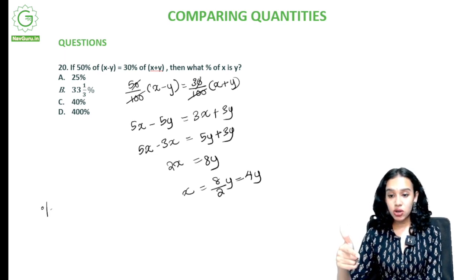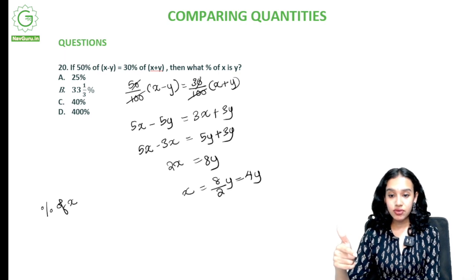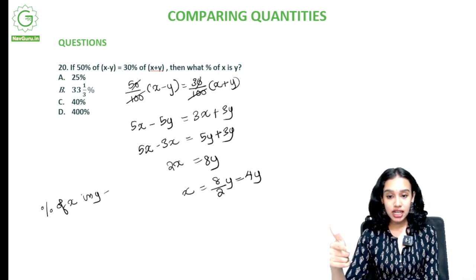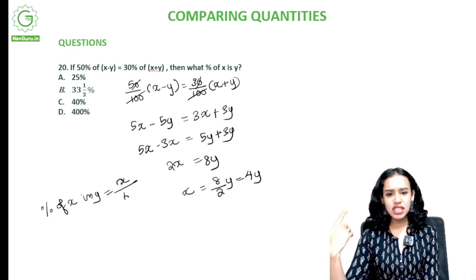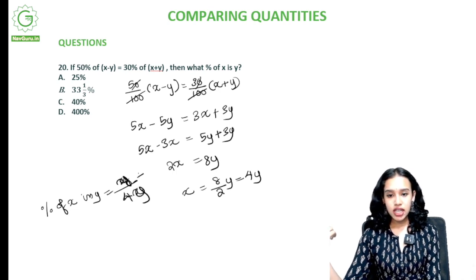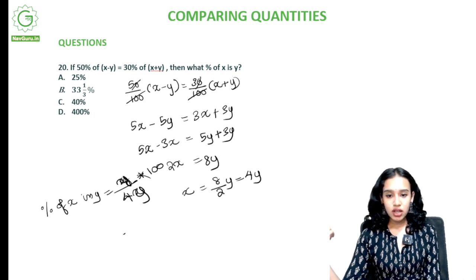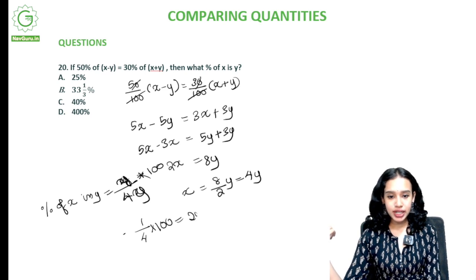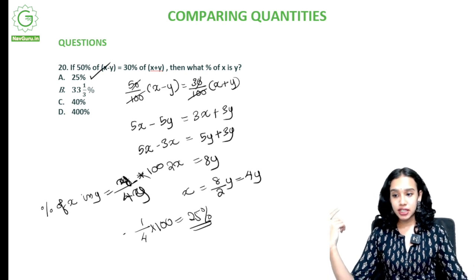The percentage of y in x could be written, let's write it in terms of y. So this is y, and compared to the ratio x is 4y, into 100, so 1 by 4th of 100, that is equal to 25%. We get the answer to be 25% here.